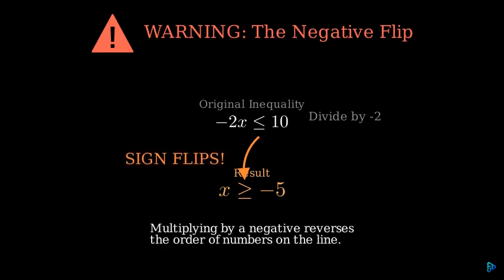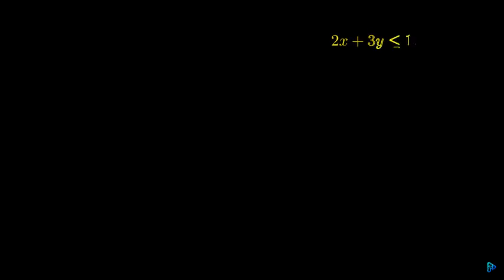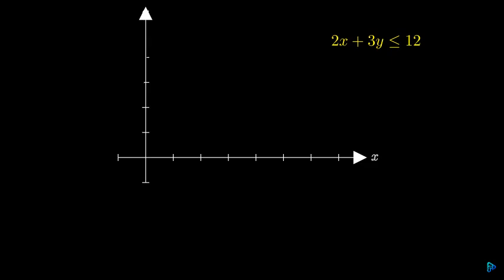Don't forget it. When we move to two variables, x and y, the solution isn't just part of a line anymore. It's a half plane. Let's graph 2x plus 3y is less than or equal to 12. First, we treat it like an equation to draw the boundary line.